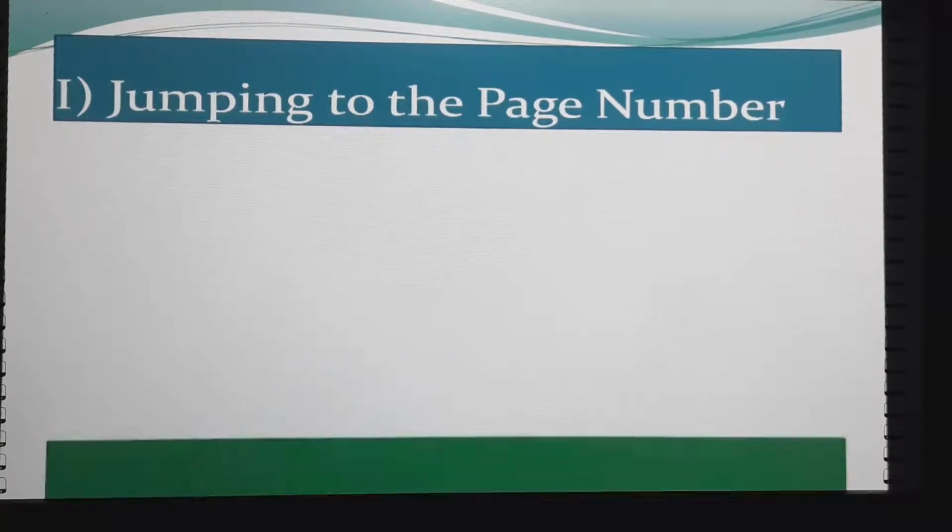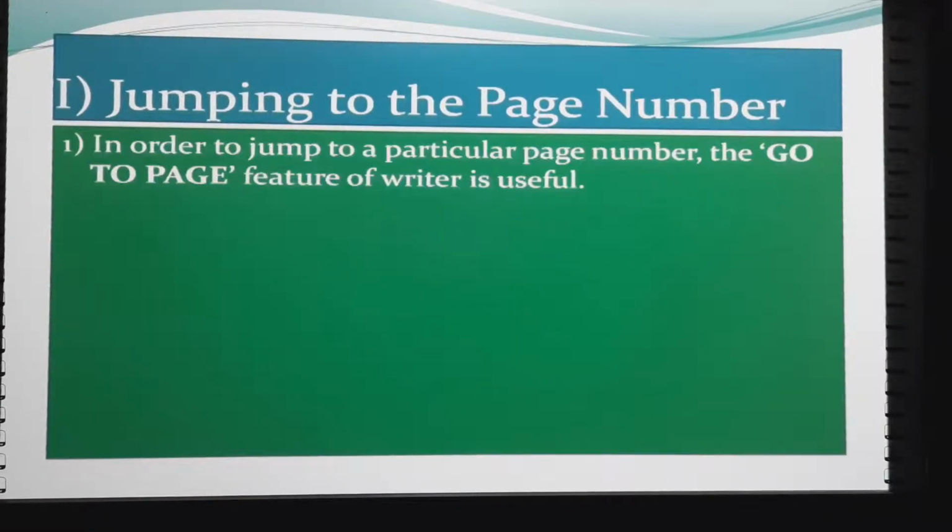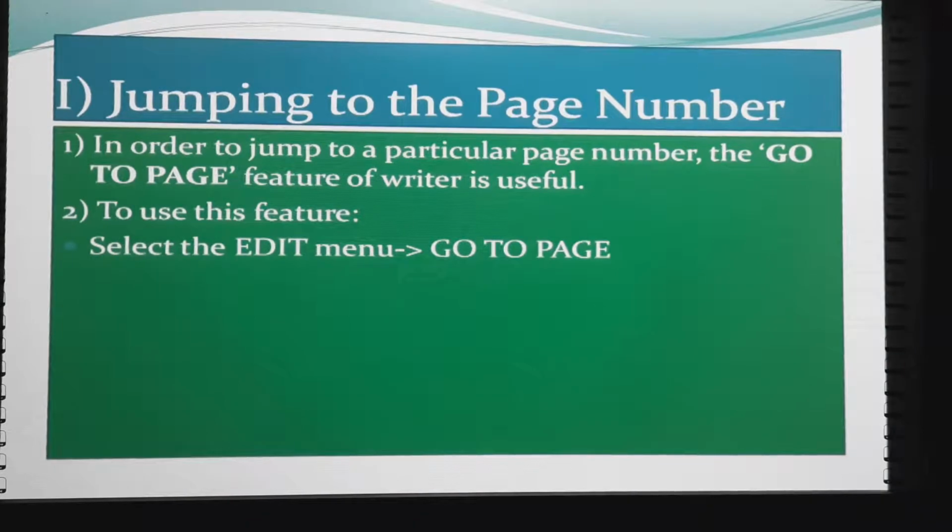So, what are the different steps involved? We will discuss. In order to jump to a particular page number, the Go to Page feature of Writer is useful. Here we will be using the Go to Page feature, by means of which jumping to a page number can be done. The steps involved are: from the Edit menu, we need to select Go to Page.